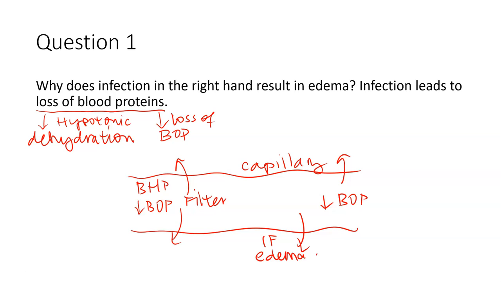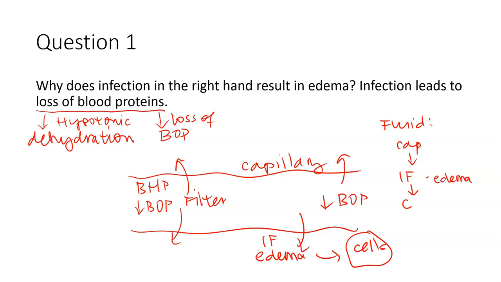These hypotonic fluids flow from your capillary into the interstitial space, and from the interstitial space into our cells. So eventually the cells will bloat. So the fluid movement is like this. From the capillary to the interstitial space, that causes edema, and into the cells. And given enough time, those cells will bloat. So that's how an infection can lead to cells bloating and edema in the interstitial space.